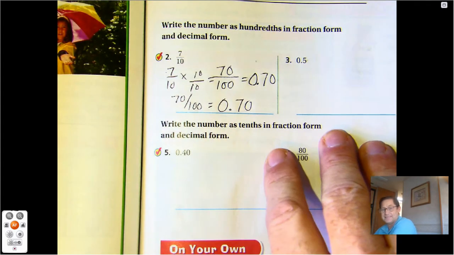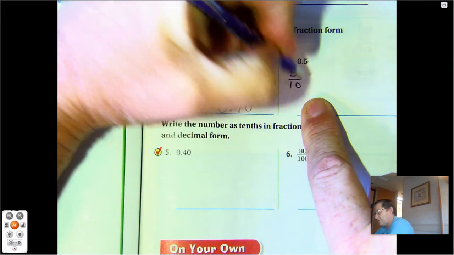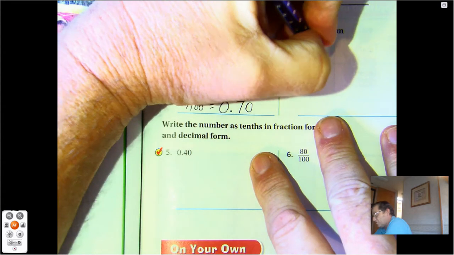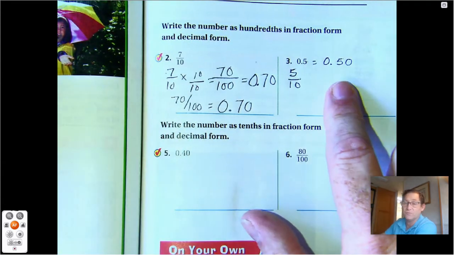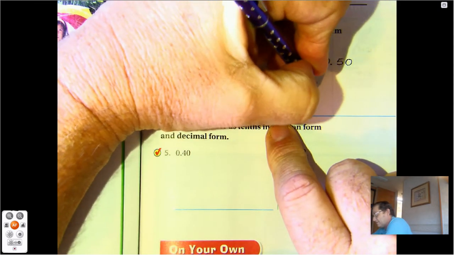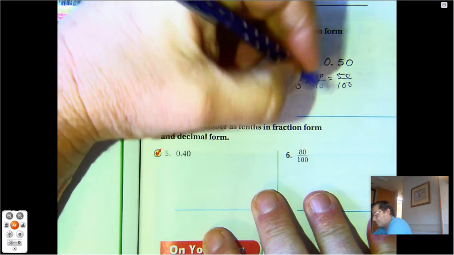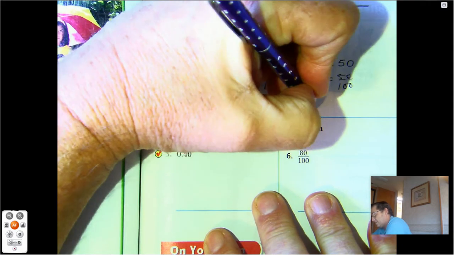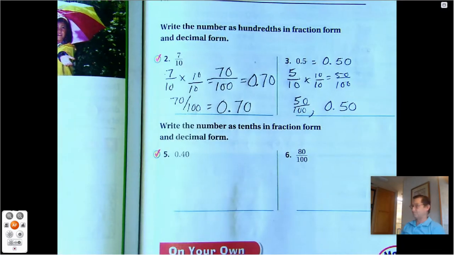Five tenths. Okay, this is 5 tenths. So as a fraction, we'd say 5 tenths. Or we can change this to its decimal form, equivalent decimal, which would be 50 hundredths. So 5 tenths times 10 over 10 gives us 50 hundredths. So 50 hundredths, 0.50.